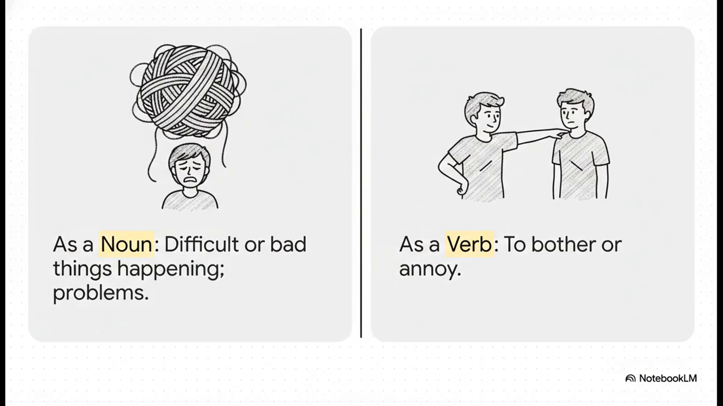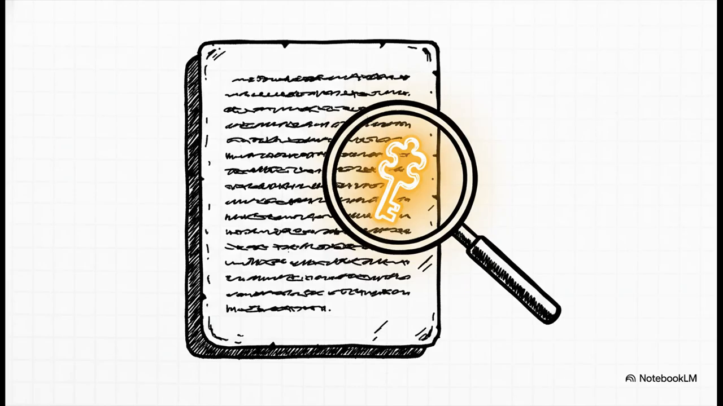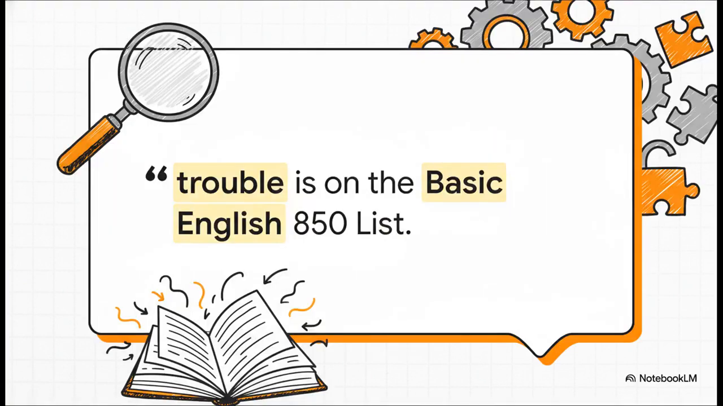Not even close. So, we know it's common, and we know it's versatile. But there is one more fact, something just hiding there in plain sight, that completely changes how you'll look at this word forever. And here it is. Trouble is on the Basic English 850 list. So what on earth is that? I mean, what does that even mean? Well, this one little fact is the key that unlocks this entire story.